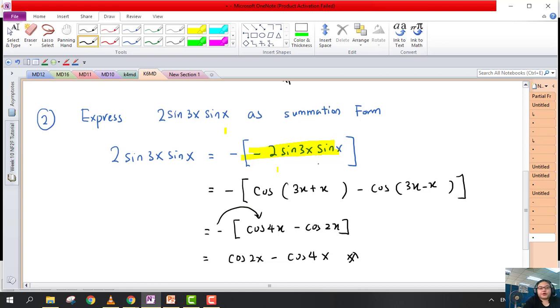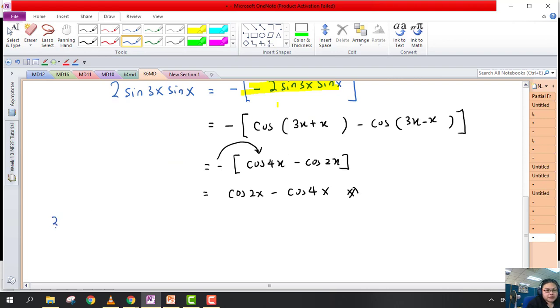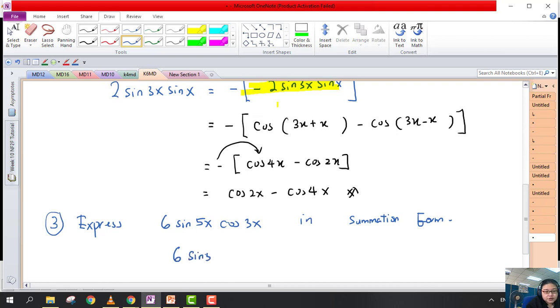Okay, so maybe I'll give you one more example. How about if the question is given as: express 6 sine 5x cos 3x in summation form. So again, SC. As we know, SC must have the coefficient 2. So we need to modify it to have a 2, but you have to make sure it's equivalent. So it will be 3 times 2 sine 5x cos 3x.